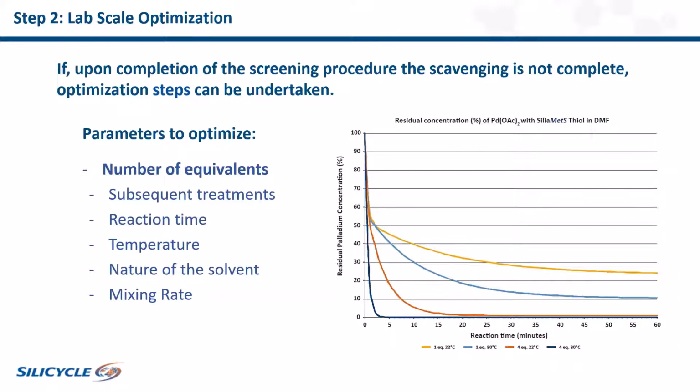In the example here, for the scavenging of palladium acetate with C-Amethyst in DMF, by adjusting both the number of equivalents and the temperature, scavenging went from 75% after 1 hour with 1 equivalent at room temperature to 100% in less than 5 minutes with 4 equivalents at 80 degrees.